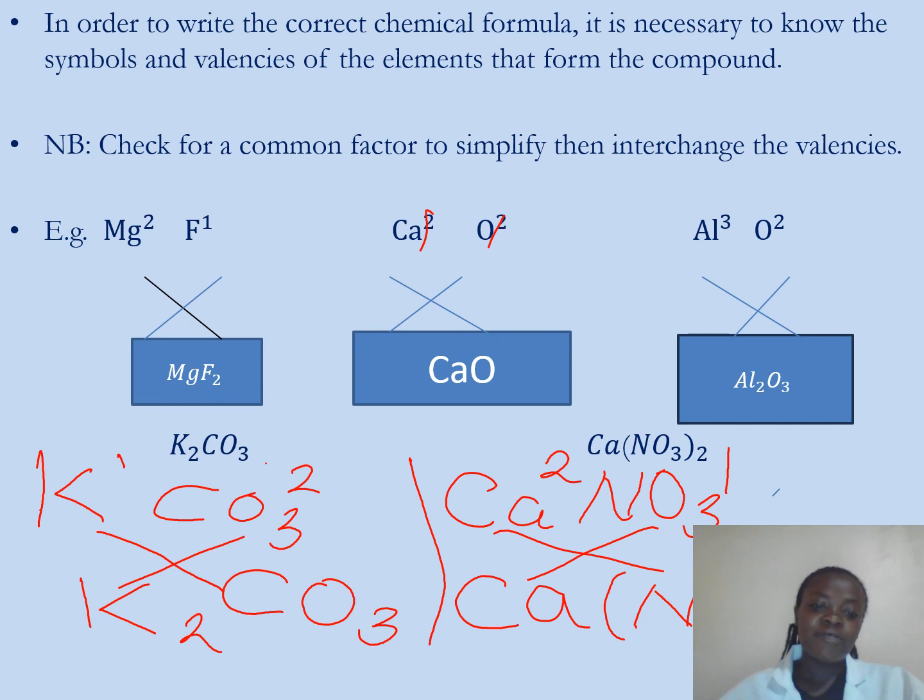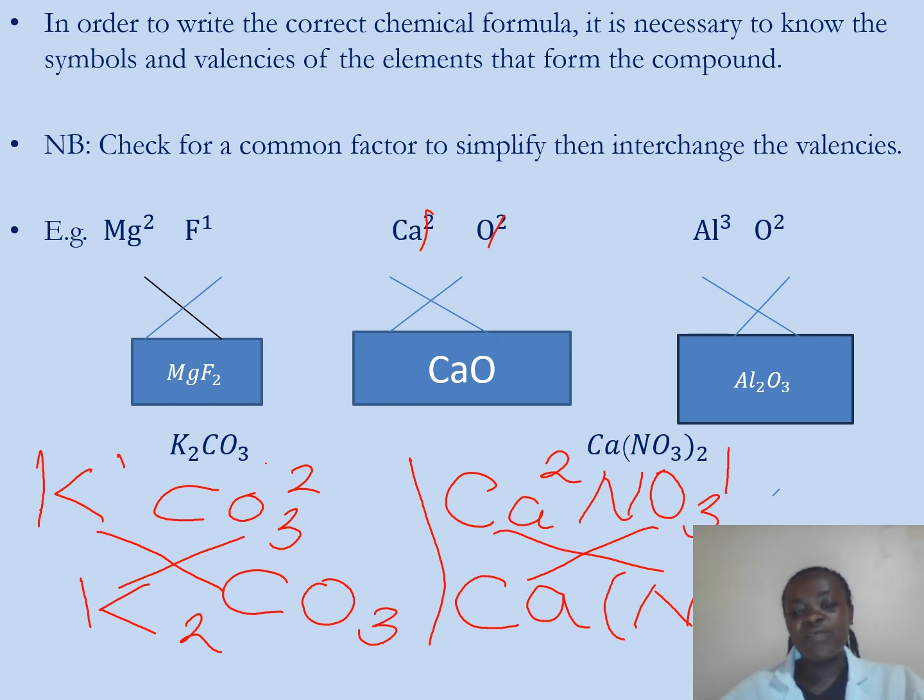The valence of potassium is 1, and here we have carbonate, it is a radical. Its valence is 2. So we are going to interchange these valences here. Because there's no common factor, we have 1 and we have 2, so we just interchange. So 2 will go to potassium and 1 will go to carbonate. So now the compound becomes K2CO3. So that is potassium carbonate.